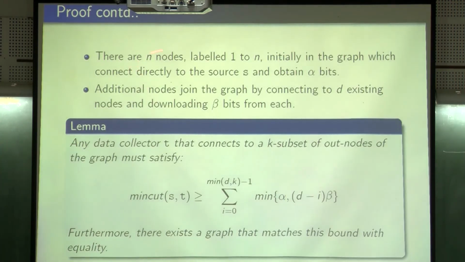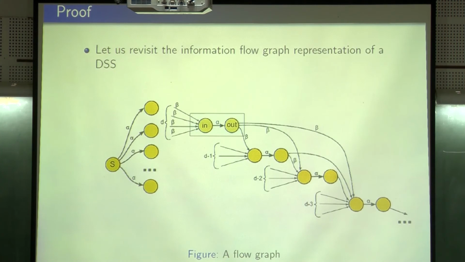In fact, there are n nodes labeled 1 to n initially in the graph, which connect directly to the source S and obtain alpha bits. Then additional nodes join the graph by connecting to the existing nodes, downloading beta bits each. Any data collector T that connects to a subset of k out of all nodes of the graph should satisfy a min cut that is greater than or equal to the sum from i equals 0 to k minus 1 of the minimum of alpha and (d minus i) times beta. Furthermore, there exists a graph that matches the bound with equality, and that graph is constructed in this particular way.